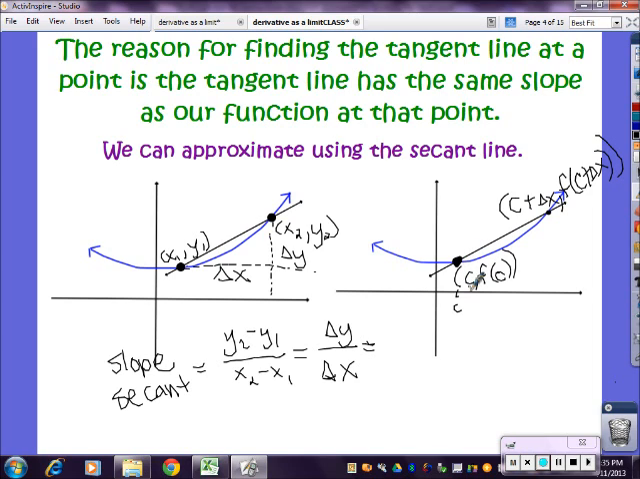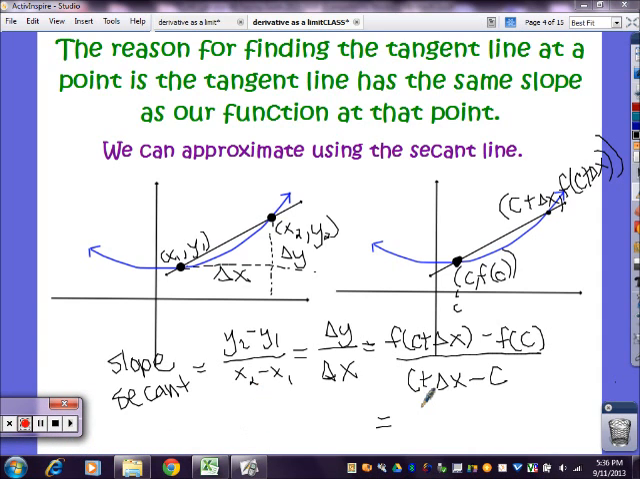All I did was make my x1 a c and my y1 f of c, which makes sense because we would plug the x into function notation. And then we said the horizontal distance would be delta x, so really it's just c plus that horizontal distance, delta x. And then the only thing we did here was take our independent variable and plug it into the function notation. So if I used this notation, this slope would become y2 minus y1, which is just f of c plus delta x minus f of c, over x2 minus x1, which would be c plus delta x minus c. And look what happened. C minus c.